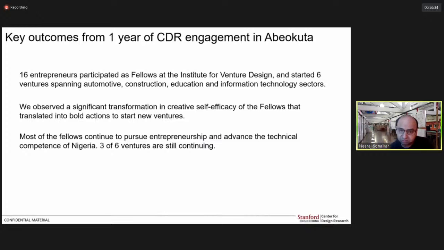But what we were successful in doing in that very short period of time was to build the nucleus, to prototype and create a new innovation culture, which significantly transformed the 16 people that we worked with. And many of these entrepreneurs are still doing their businesses and are quite successful.